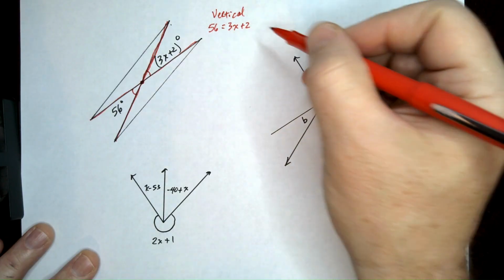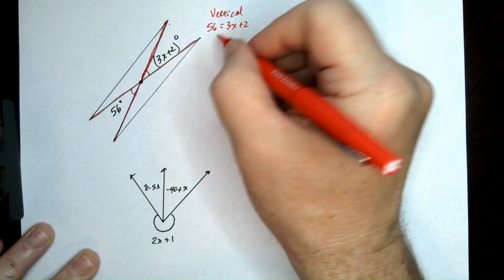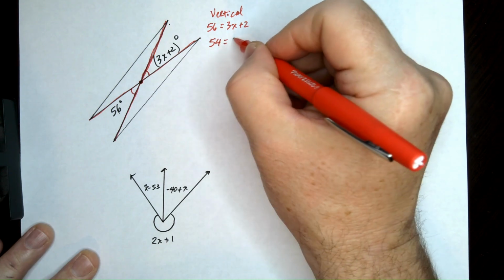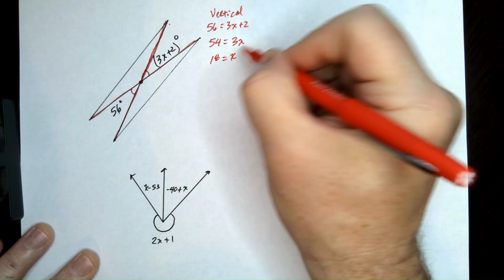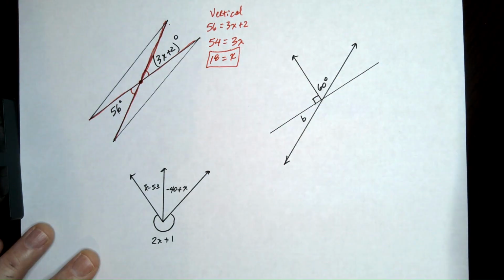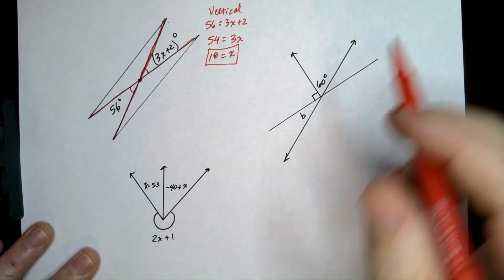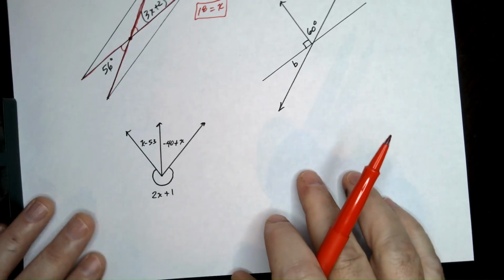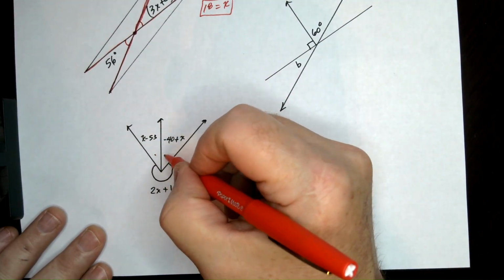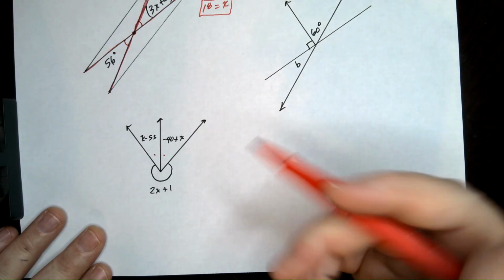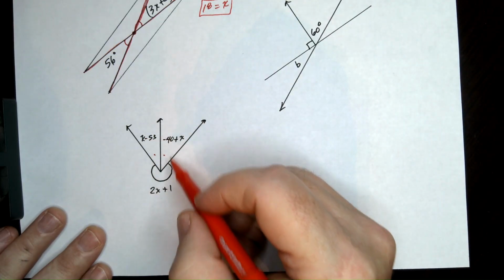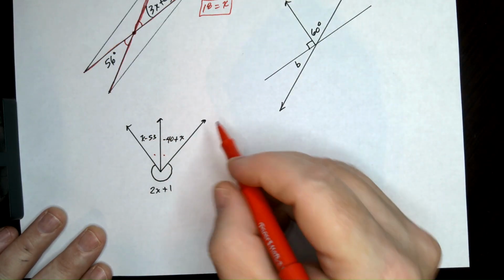And since they're vertical, I can go ahead and set them equal, and I can solve it. I'm going to subtract 2: 54 equals 3x, divide by 3, x is 18. See how that works? Pretty cool, right? Now, let's talk about this one right here. These three angles, they're adjacent. And all three of them add up to 360 degrees. So I can say this plus this plus this equals 360.